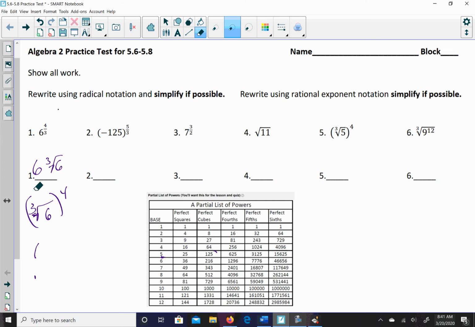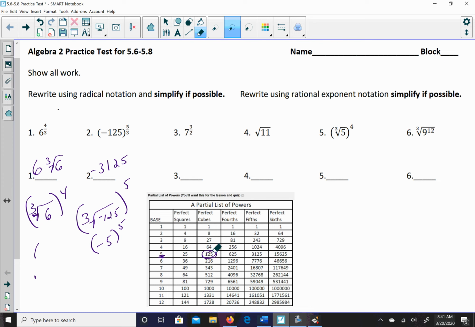Looking at the next one, I have negative 125 raised to the 5/3 power. Again, writing it in radical form. 3 is my index, negative 125 is my radicand, and I'm raising this all to the 5th power. Checking for my perfect cubes, I see that 125 is there, and that is 5, but since it's negative 125, this will be negative 5 raised to the 5th power, and when I do that, I end up with negative 3,125.